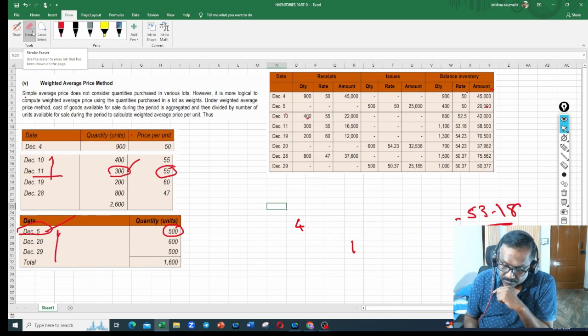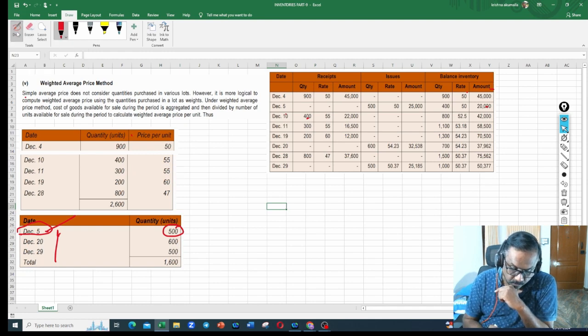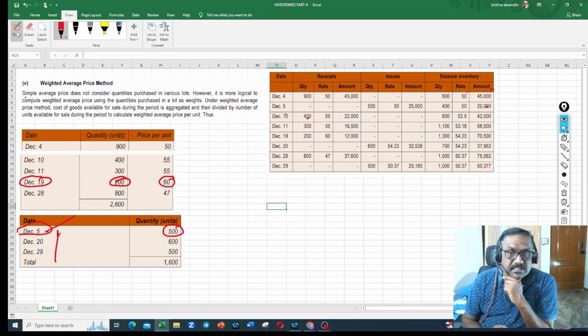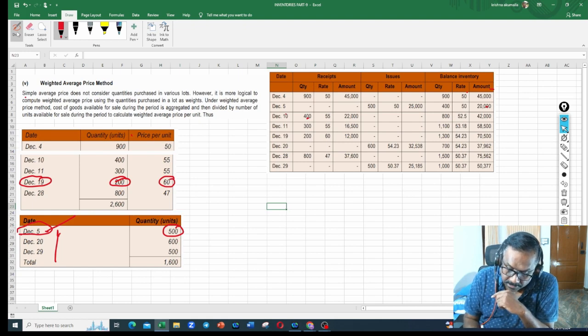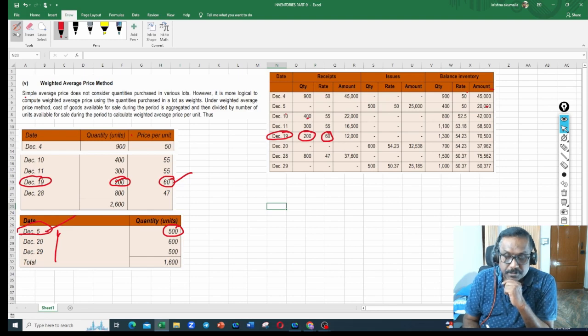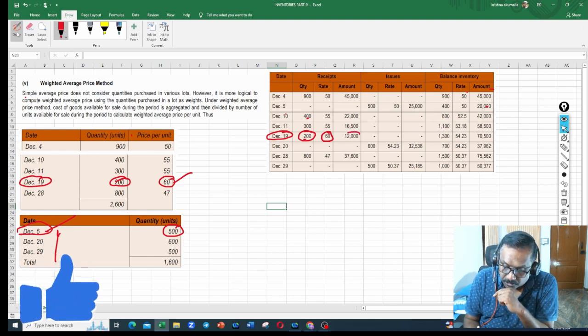After December 11th, you have December 19th. Are there issues between 11th and 19th? No, there are no issues. So straight away we can go to the December 19th transaction. How much quantity did we purchase? 200. At what rate? 60 rupees. So put December 19th as the date, 200 as the quantity, and 60 rupees as the rate. Then multiply 200 into 60, you get 12,000. Clear so far?